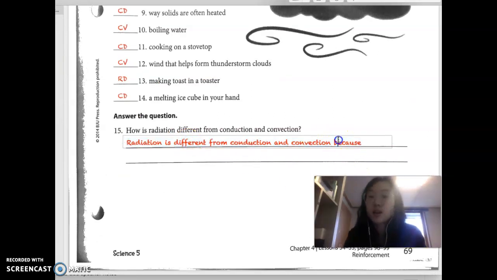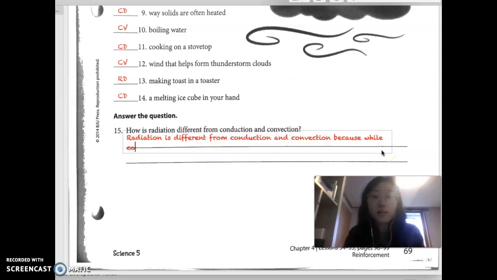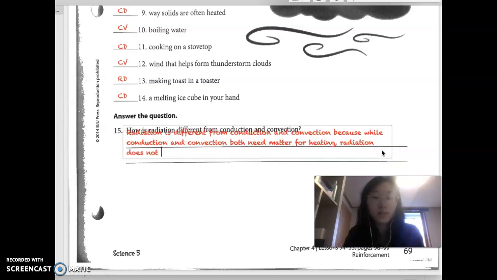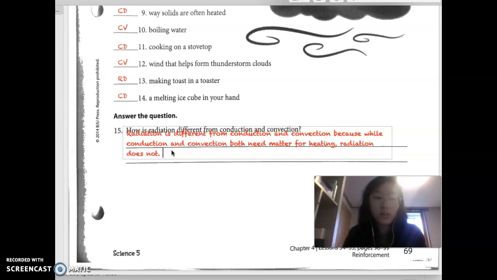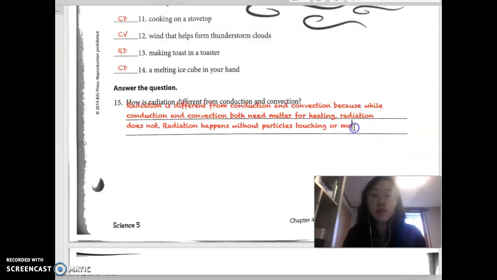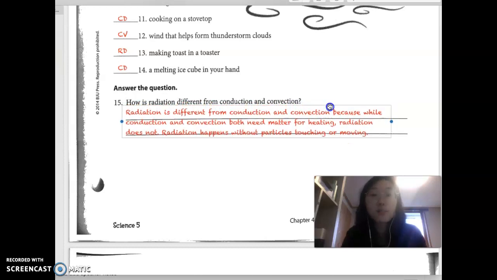Radiation is different from conduction and convection because, while conduction and convection both need matter for heating, radiation does not. Radiation happens without particles touching or moving. Great job. Go ahead and watch the video that is in the playlist.